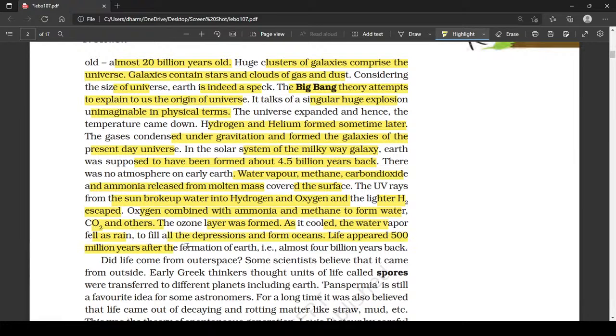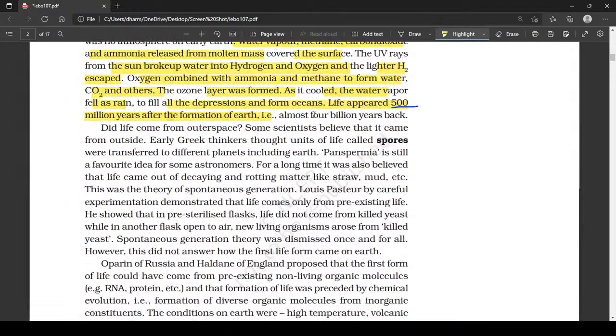Life appeared 500 million years after the formation of Earth. All the dates are very important. This one also. Almost 4 billion years back.